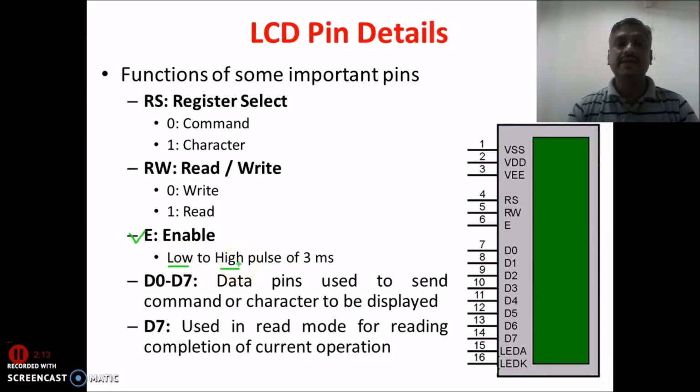In that case, the command or the character may be transmitted depending on this signal, with the write signal at 0, and whatever data we put on D0 to D7 will be given for the write operation. D7 is used in the read mode for reading the completion of the current operation, that is, we are able to check the busy signal through that pin. But generally we use the LCD in write mode the majority of the time.